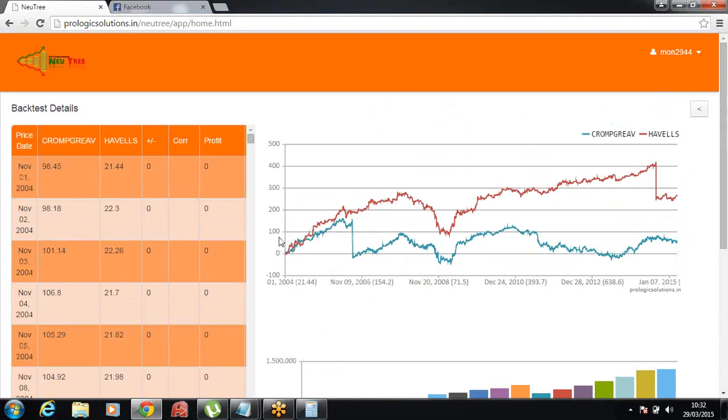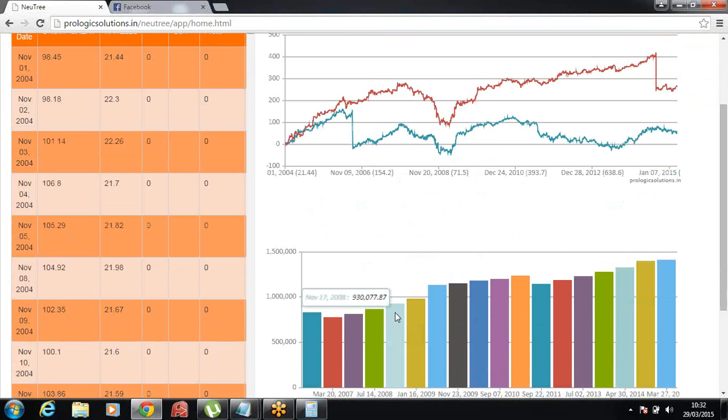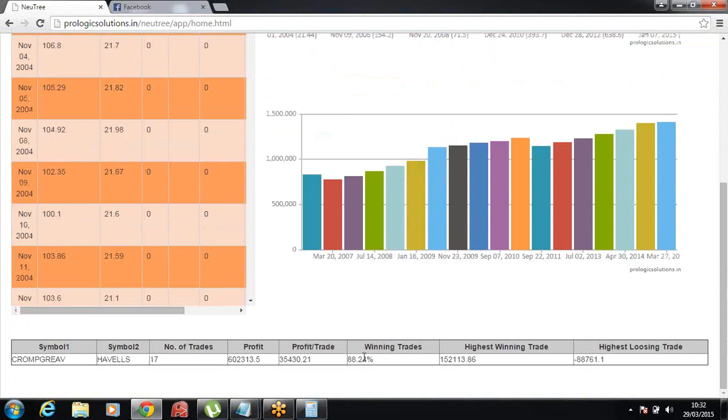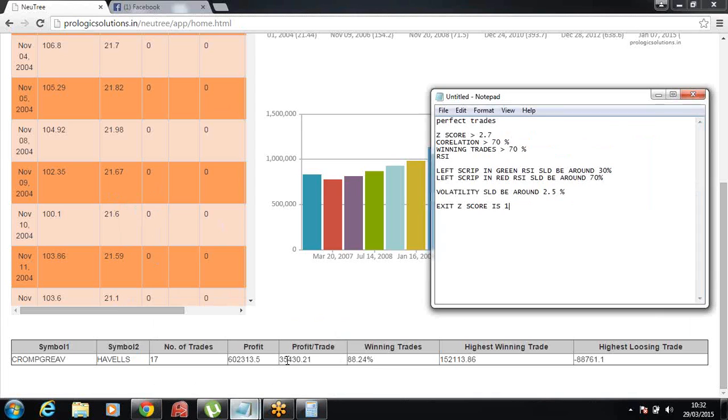It will give you the complete data for 10 years. You can check all these calls with your NSE data. You'll get a fair idea about how this whole system works. The call is generated automatically in your application itself. What you'll have to do is decide on these few factors: correlation, winning trades, RSI, and volatility, and you exit at 1.